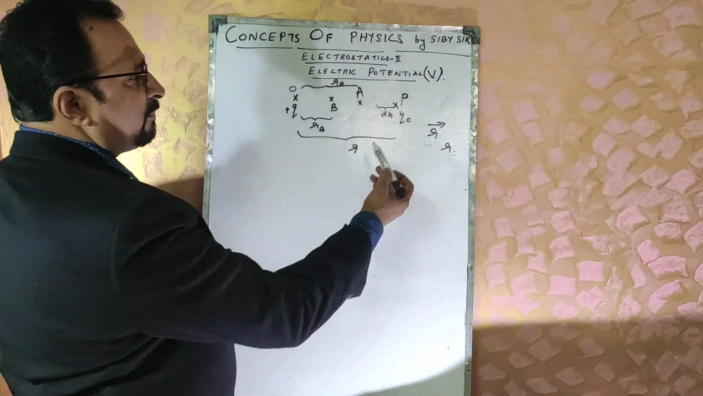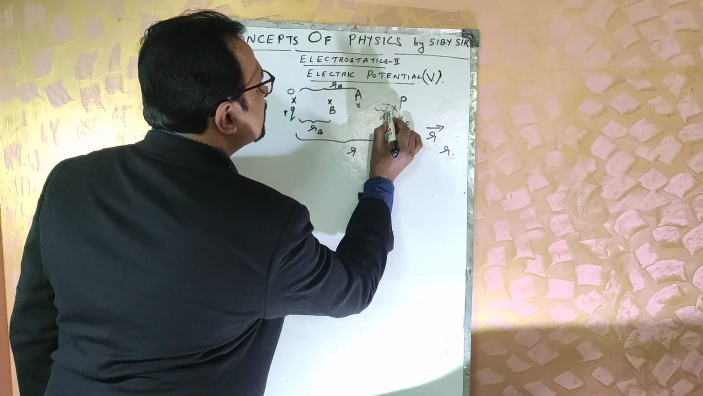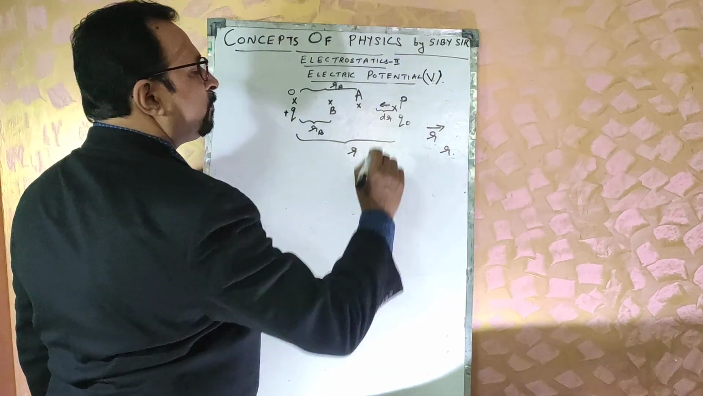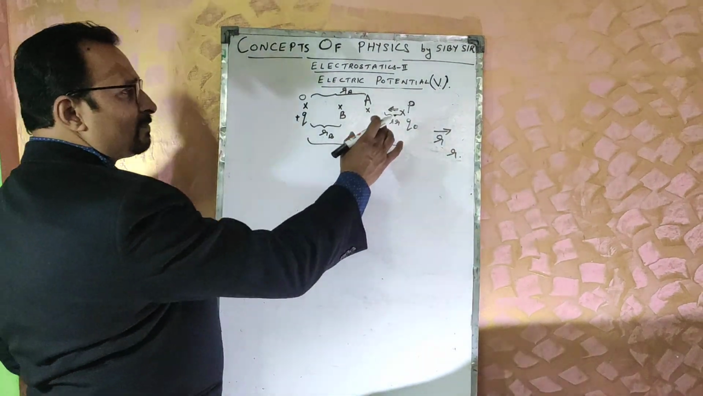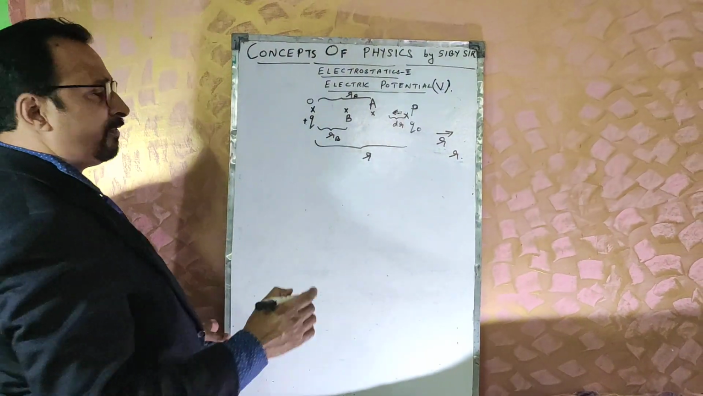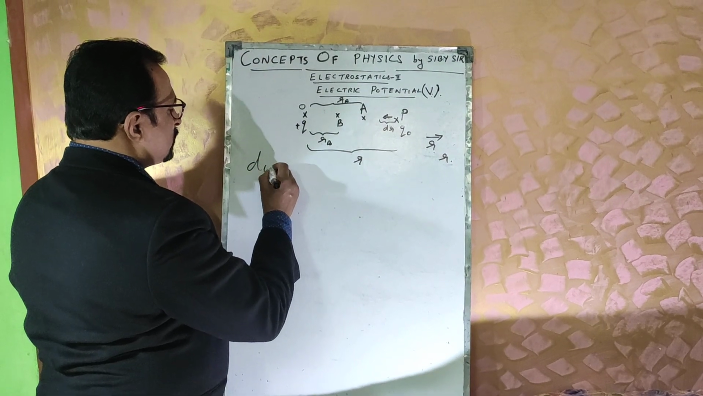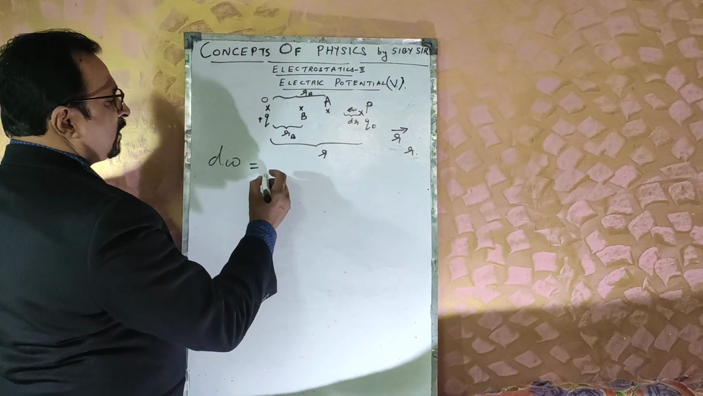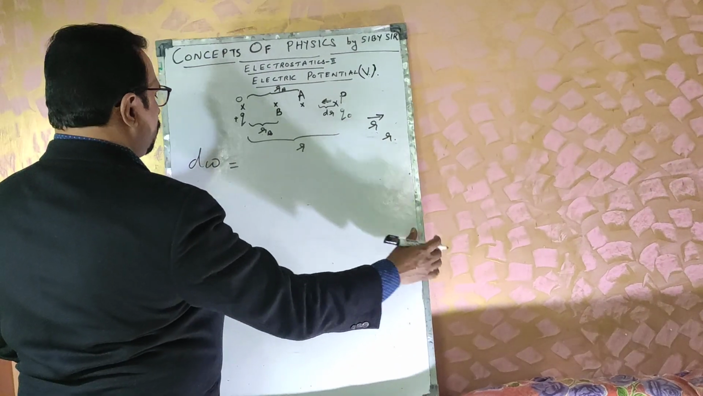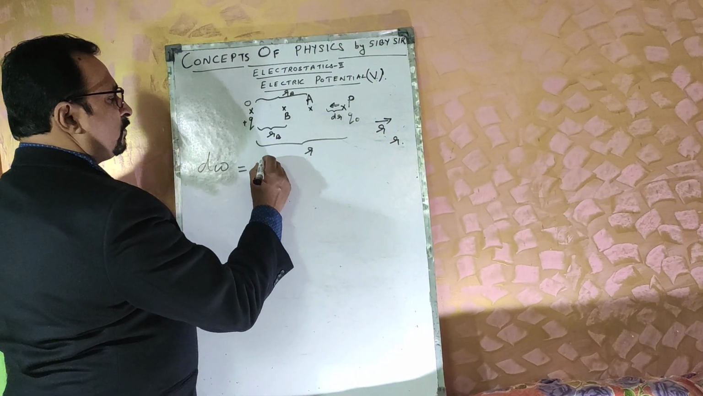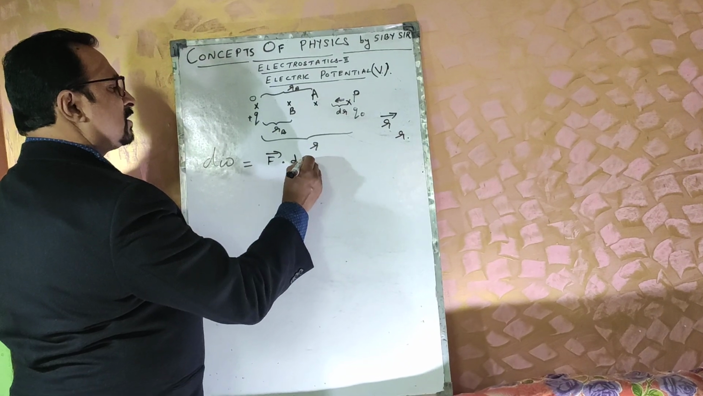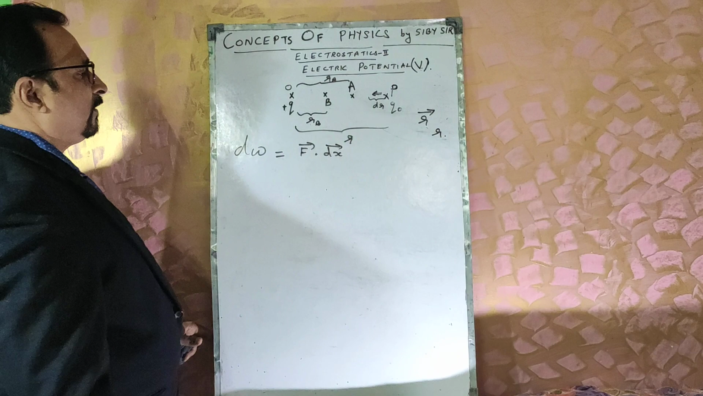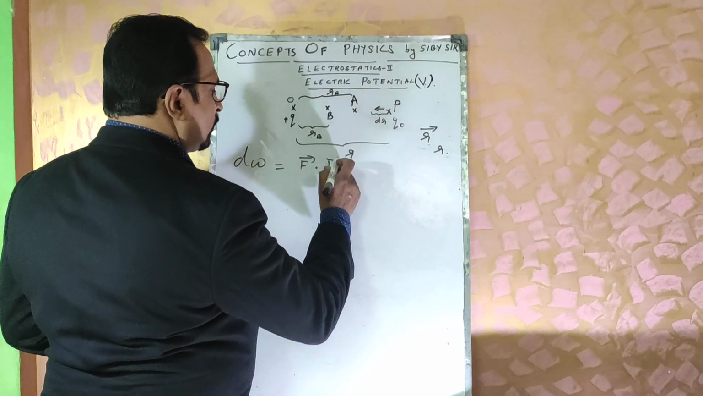So the direction of electric field is towards the right side, but your displacement is towards the left side. So the direction of displacement is opposite to the electric field, and the displacement is a small displacement. Therefore, the work done is small. So the small work done for the small displacement dr, you know, work done is equal to force dot displacement. So force vector dot displacement vector. And you can write dx or dr for the small displacement.